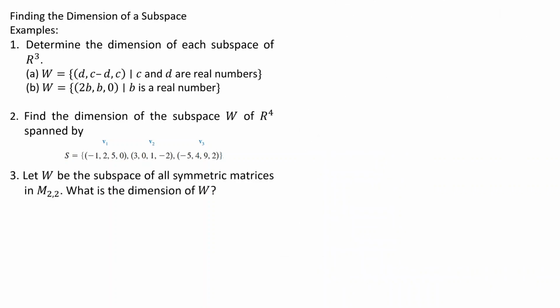Next example, let W be the subspace of all symmetric matrices in M sub 2,2, the set of 2 by 2 matrices. What is the dimension of W? Again, W is the subspace of all symmetric matrices in M sub 2,2. Note that the 2 by 2 symmetric matrices are of the form [A, B; B, C]. Okay, so symmetric, these two must be the same.